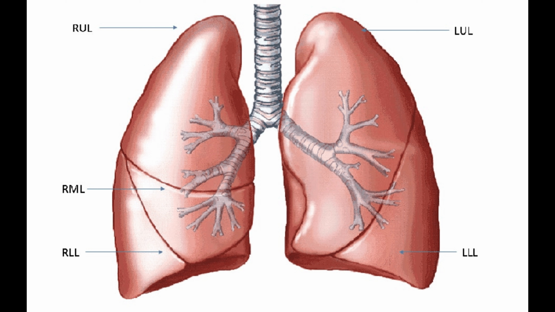The left upper lobe. The left upper lobe of the lung is located at the top of the left lung, extended towards the front and back of the chest, and its function is to facilitate gas exchange, particularly in the upper part of the lung.